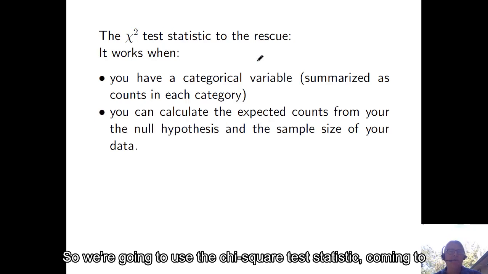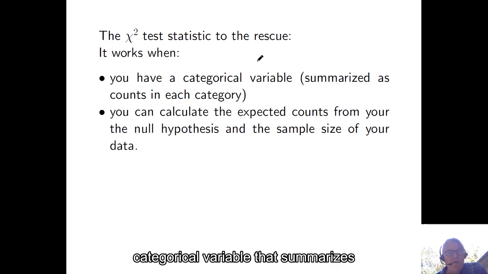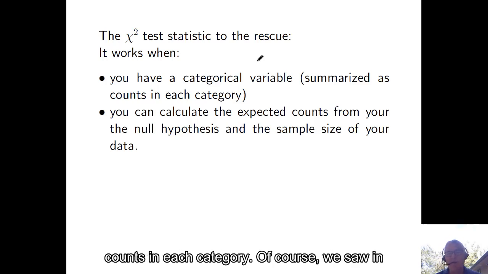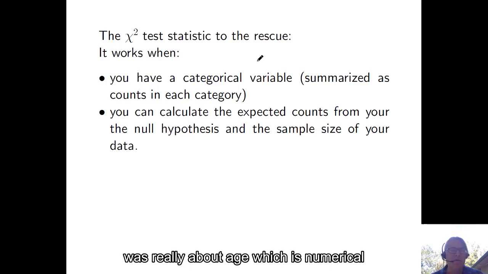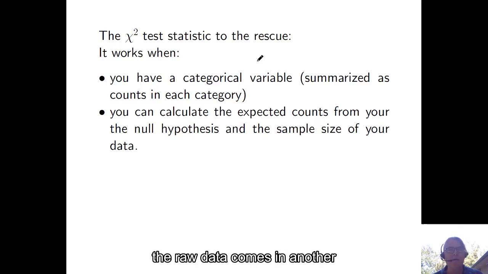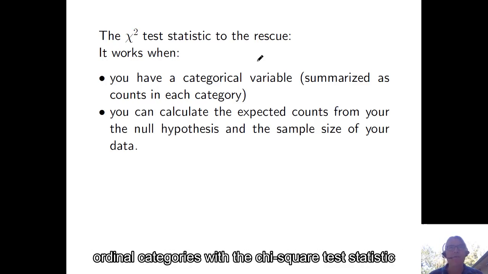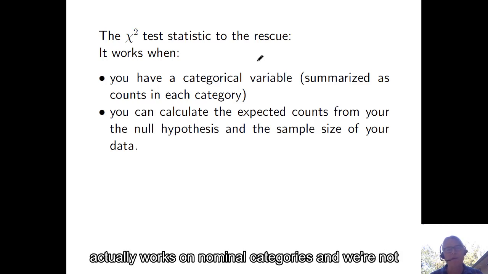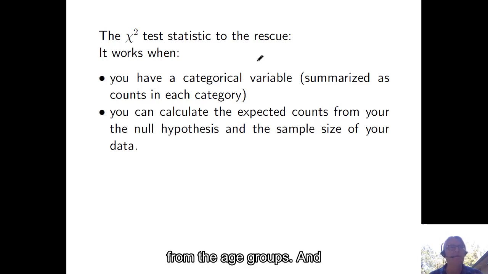So we're going to use the chi-square test statistic coming to the rescue here. This test statistic is useful when you have a categorical variable, which summarizes counts in each category. Of course, this data set was really about age, which is a numerical variable, but we binned it into categories. So sometimes we find ourselves using the chi-square test when the raw data comes in another form, but we've put it into categories. In this example I'm working through, we have ordinal categories, but the chi-square test statistic actually works on nominal categories, and we're not going to use any information from the ordering of the age groups, and so it works for any categorical variable.